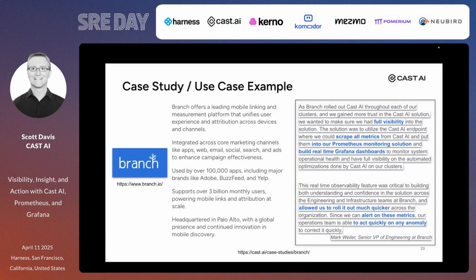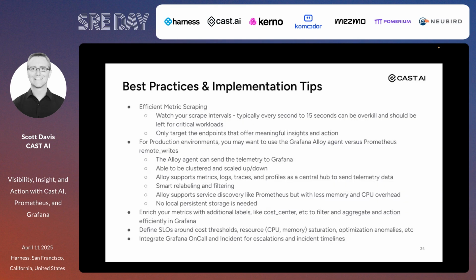We have a great case study on our website about this from Branch. Branch is a mobile linking and measurement platform. And Mark Weiler from Branch had actually put a quote on our website about this, saying they gained full visibility by using Cast AI, Prometheus, and Grafana together. They could scrape all of our metrics, combine that with all the other metrics and all the other telemetry data that they were bringing in, and then having that full visibility into their entire environment. And that allows them to roll things out much more quickly and actually be able to quickly act on any anomaly. So from my years in observability, just some best practices and implementation tips.